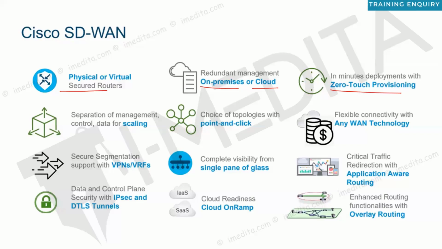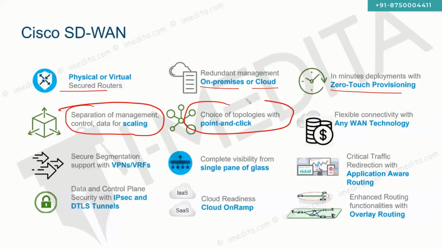Separation of management, control, and data plane, obviously that's what you have done. Choice of topologies with point and click, like whether you want full mesh connectivity between remote sites or hub and spoke connectivity, because the default behavior of Cisco SD-WAN is to give you full mesh connectivity. But you can also implement hub and spoke or partial mesh. So you can also have a partial mesh topology.